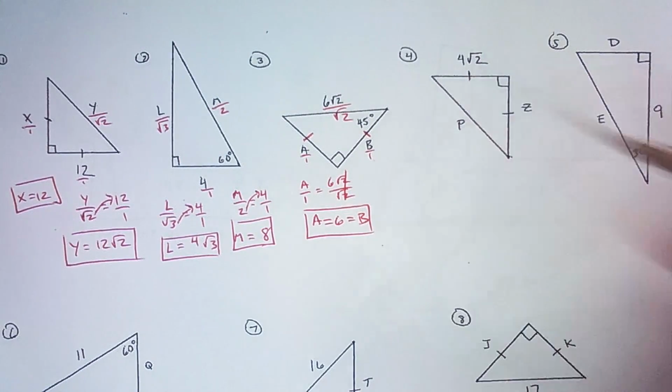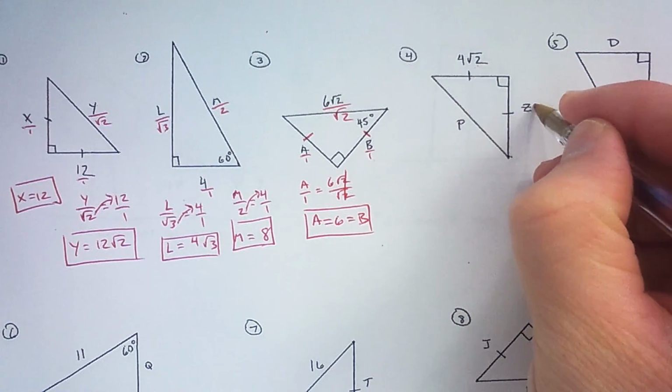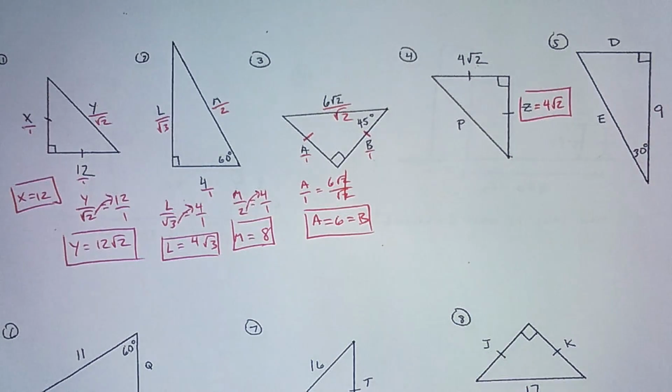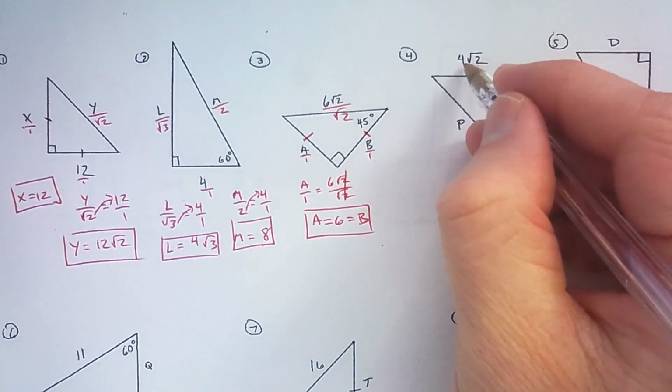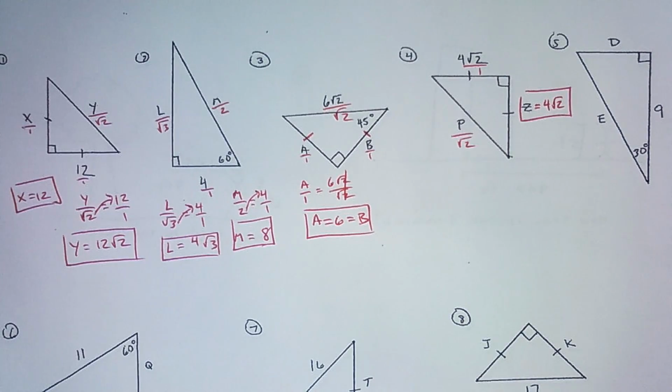Number 4 is isosceles, so it's a 45, 45, 90. And that means that these two are the same, so Z is 4 times the square root of 2, so I'm done with Z. And the legs are to 1 as the hypotenuse is to the square root of 2.